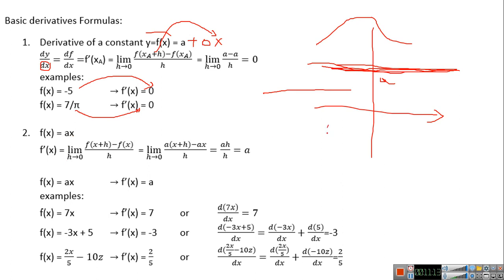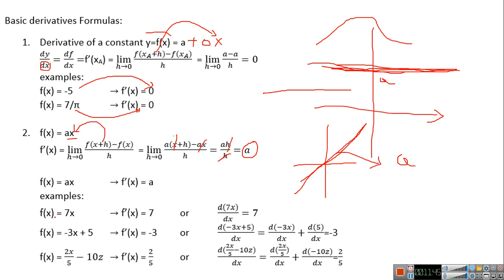Now I want to do the derivative of ax. ax is a line passing through the origin, so it's the slope. It must be a because we said that the derivative is the slope. So let us prove it. We do limit as h tends to 0 of f of x plus h minus f of x over h. So we replace x by x plus h. You're going to get a times (x plus h) minus ax. If you expand, ax minus ax cancel out, remains ah over h. h and h cancel, so it's a. So derivative of ax is a.